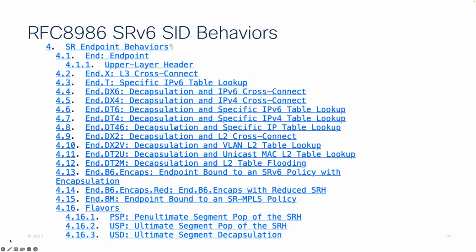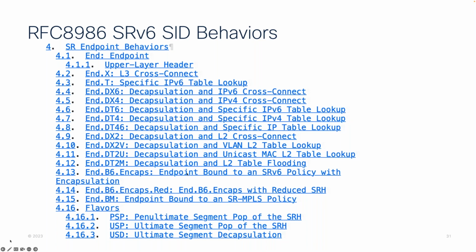And there you can read what they do. They all decapsulate, and then they forward either, for example, via a particular v4 table, via an L2 cross connect, via a VLAN L2 table lookup for a specific table, unicast MAC L2 table lookup, or decaps and flood, right? We have a couple other SID types here.